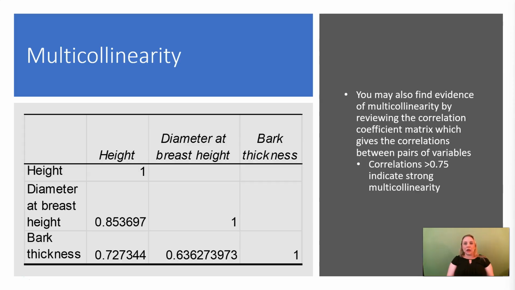So if we're looking at our tree examples, we might find evidence of multicollinearity by looking at the correlation matrix that gives the correlations between variables. So if we see anything that has a correlation value of 0.75 or greater, that's going to indicate that we have high multicollinearity. So here you see bark thickness and height, and diameter at breast height and height. So I expect to see high multicollinearity between these variables and height.